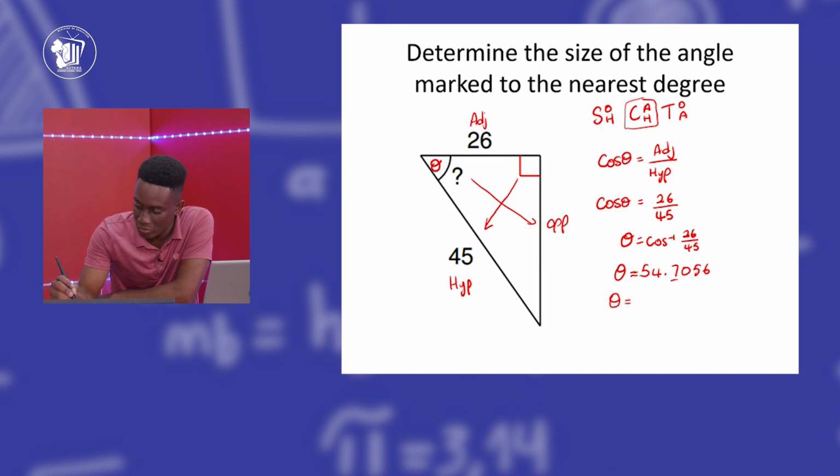So this is 5 and more, so this will become 55 degrees. And that is how we find theta in this question.